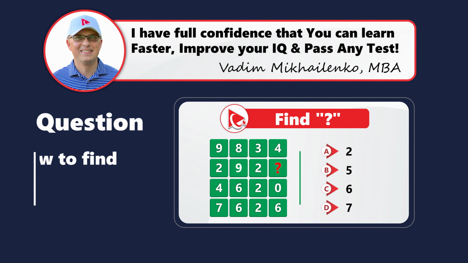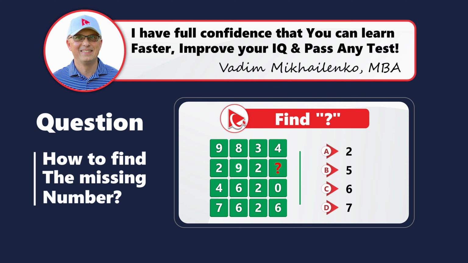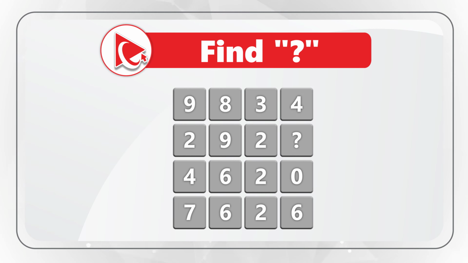Here's a puzzling question for you, but I have full confidence that you can solve it quickly. You're presented with a 4 by 4 matrix, and the numbers are, starting in the upper left corner, 9, 8, 3, 4. The second row numbers are 2, 9, 2, and then comes the missing number.